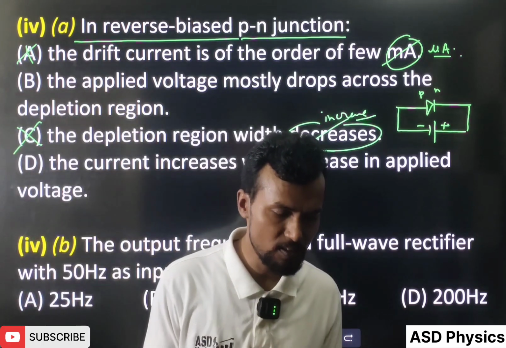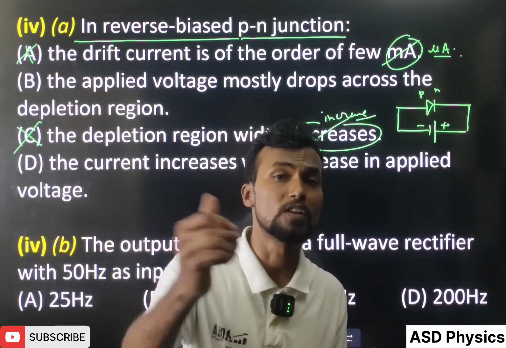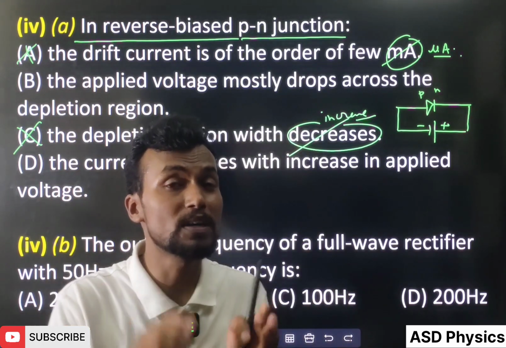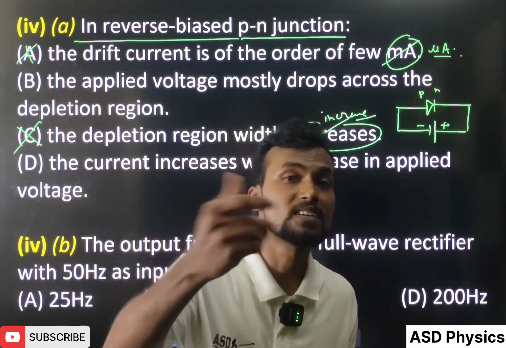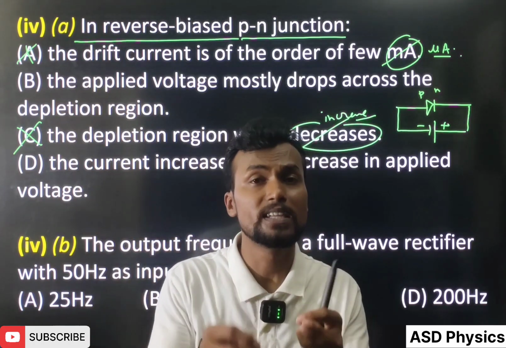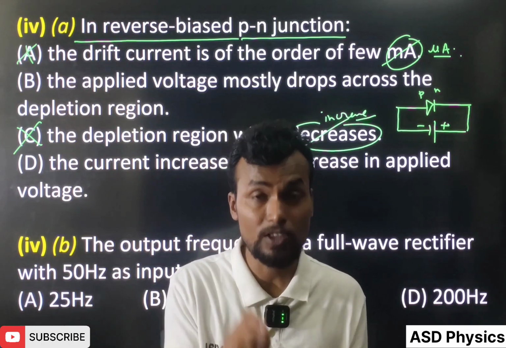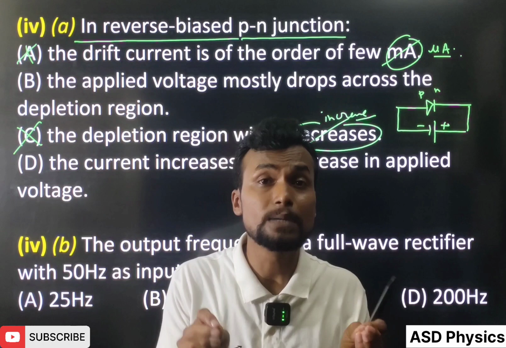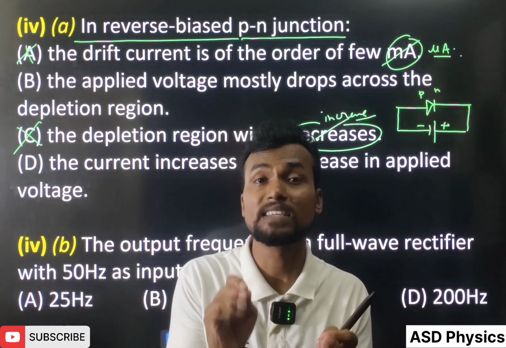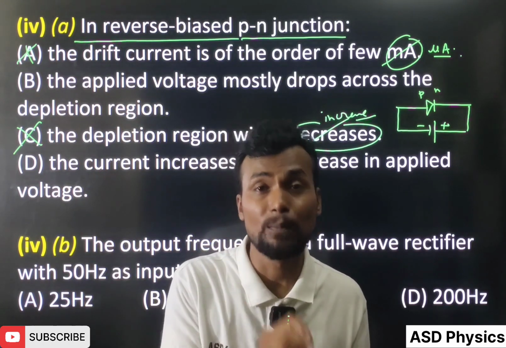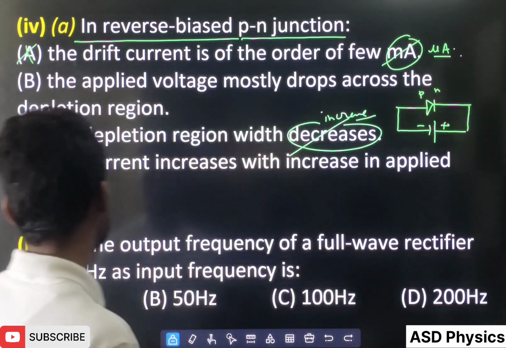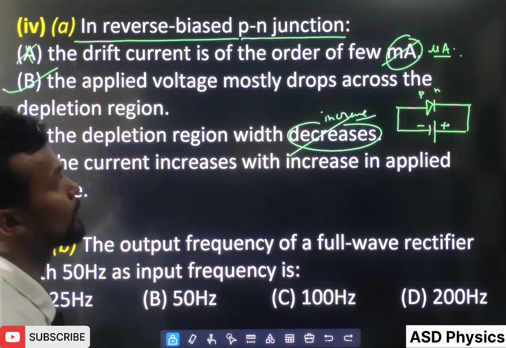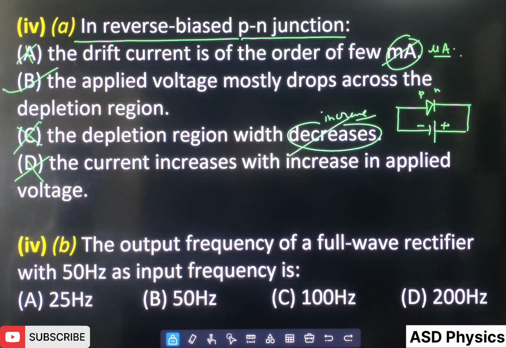Here you remember, students, in a reverse bias, when you increase the voltage, what will happen? The current will be independent of the voltage. That means voltage will increase, but the current will not increase. Current will suddenly increase only when the breakdown voltage is reached. So till the breakdown voltage is reached, even if you are increasing the voltage, current will not increase. It will be independent of the voltage. That is called the reverse current. Reverse current is independent of the voltage till the breakdown voltage is reached. That means for this reason D is also wrong. The correct option is option B. That means the applied voltage mostly drops across the depletion region here.